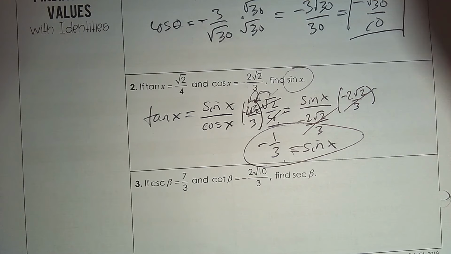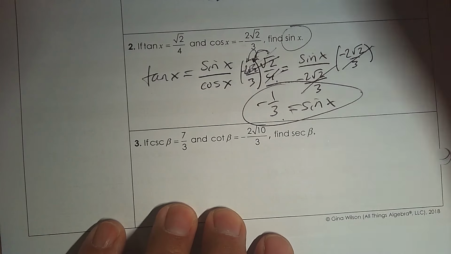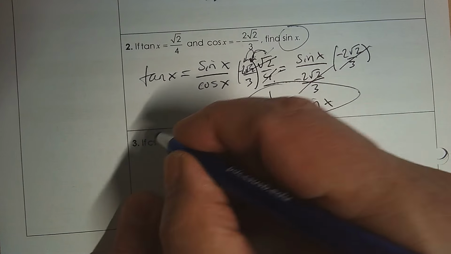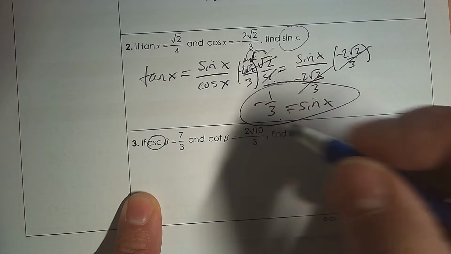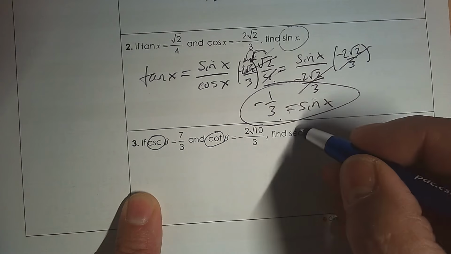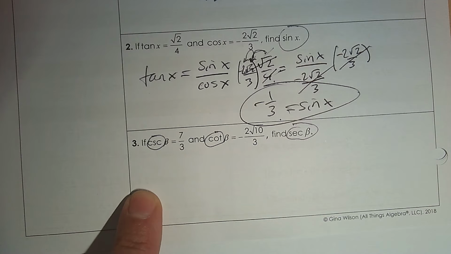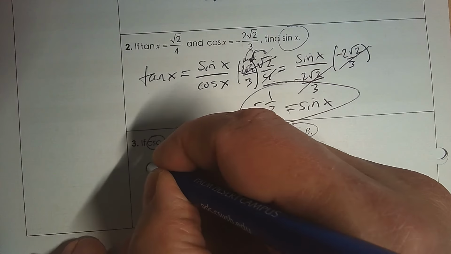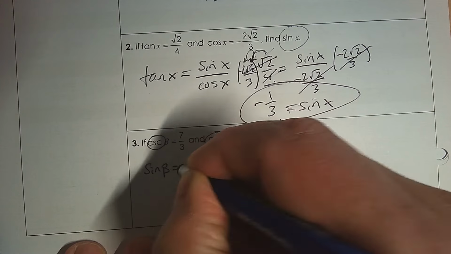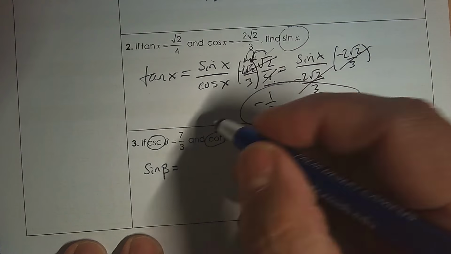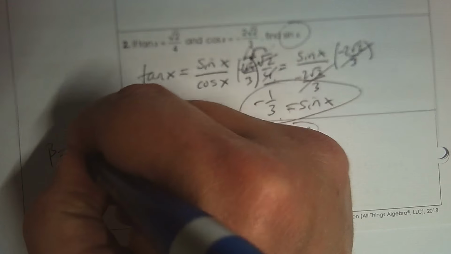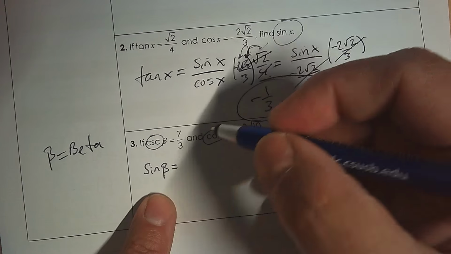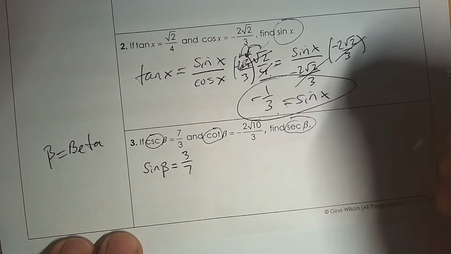Number 3. So we're using identities to make it easier to find a trig value. What am I given here? Cosecant and cotangent. And what am I asked to find? Secant. What identity could help me here? Do you know that cosecant is the reciprocal of what? Sine. And what you're looking at is called beta, just to make sure that we're sure about the symbol that we're using. That's a Greek letter. And sine would be 3 over 7.